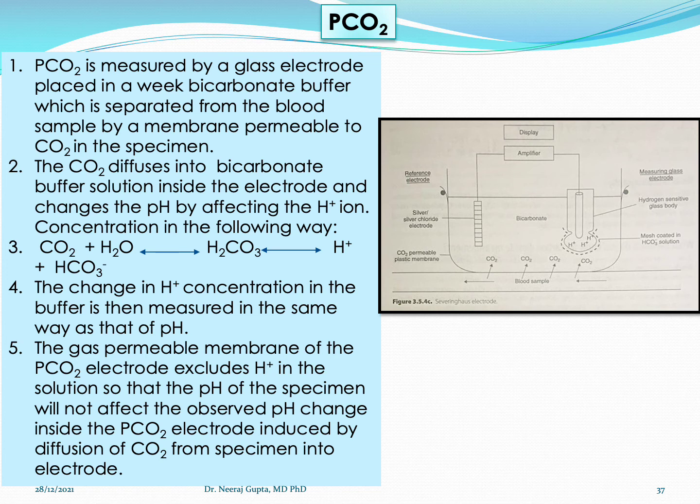Now the gas permeable membrane of the PCO2 electrode excludes hydrogen ion in the solution, that is, in the sample. So the pH of the specimen will not affect the observed pH inside the PCO2 electrode induced by diffusion of carbon dioxide from the specimen into the electrode.